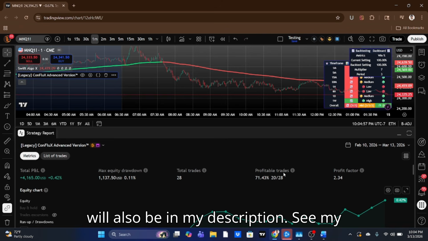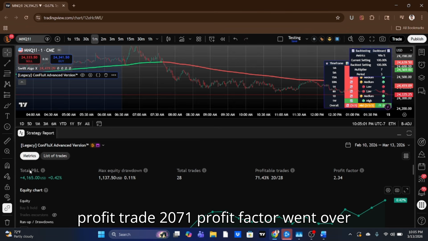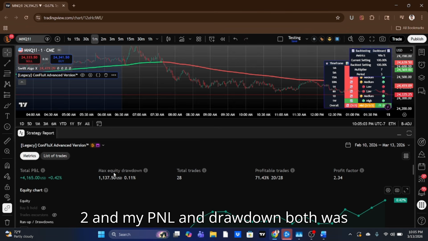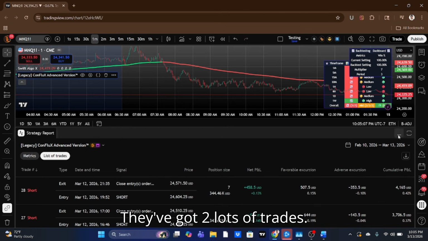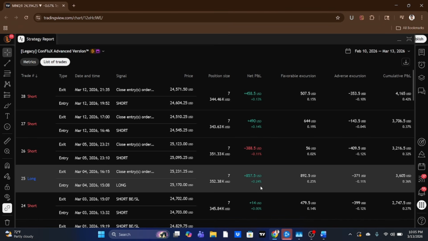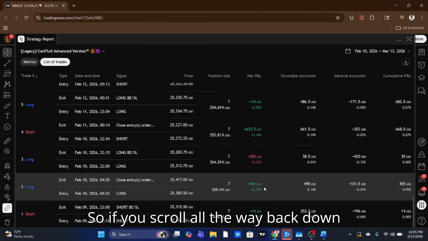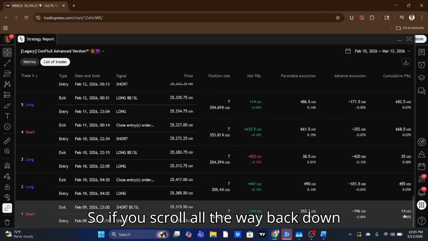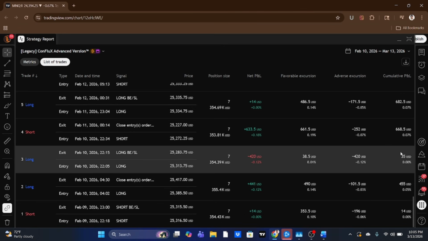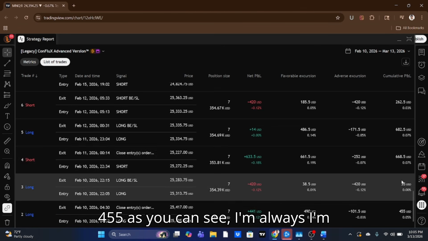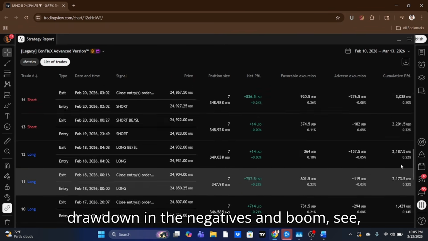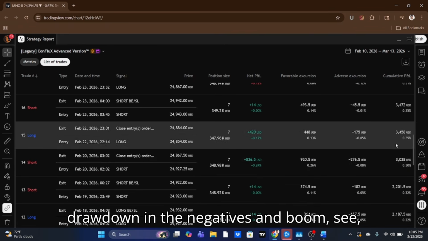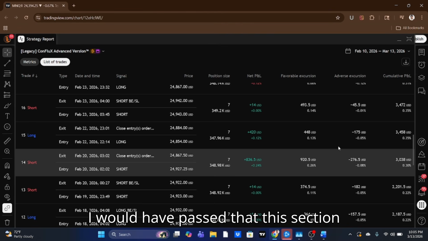See, my profit trades went to 71, profit factor went over 2, and my P&L and drawdown both was increased. This decreased, this increased. So if you go to list of trades, if you scroll all the way back down, so I see 455. As you can see, I'm in the positives, was never in drawdown in the negatives, and boom, see, I would have passed at this section right there.